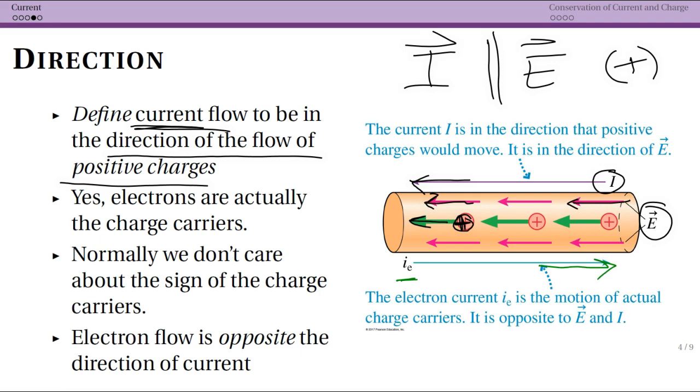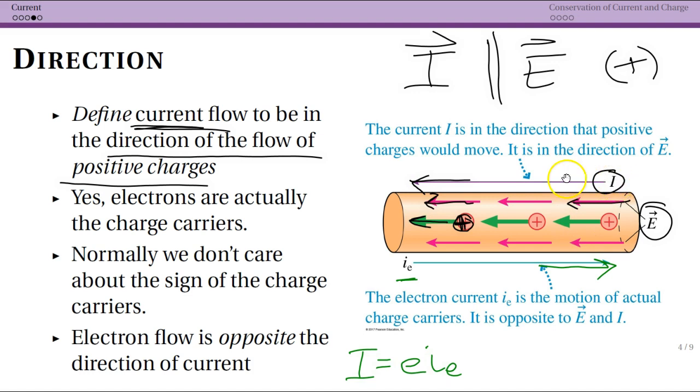Another way to think about this is we said that conventional current is equal to e, the charge on the electron, times our electron current. But if we really just thought about q, the q of an electron is negative. So that's part of why we end up with an opposite sign here. So in this picture, electrons are flowing to the right, which is the direction the force from the electric field would cause them to go.